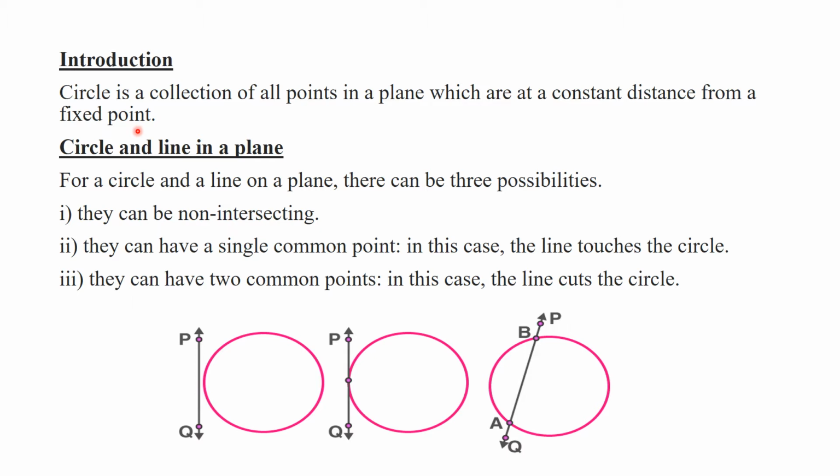Now, let us examine the different situations when a circle and a line are given in a plane. For a circle and a line on a plane, there can be three possibilities. The first one is they can be non-intersecting. That means there is no point in common between the circle and the line. Second case, they can have a single common point. In this case, we can say the line touches the circle. And the third one is they can have 2 points in common, and in this case we can say the line cuts the circle.